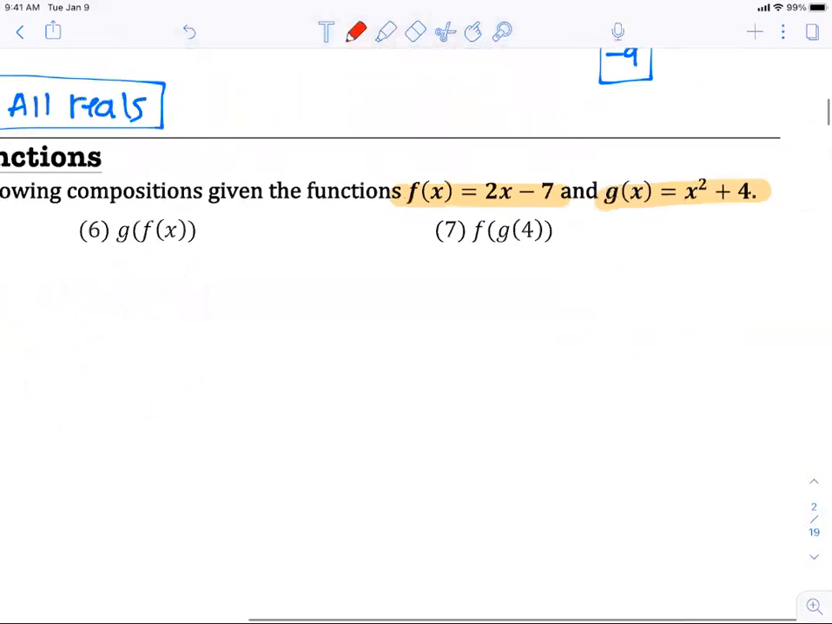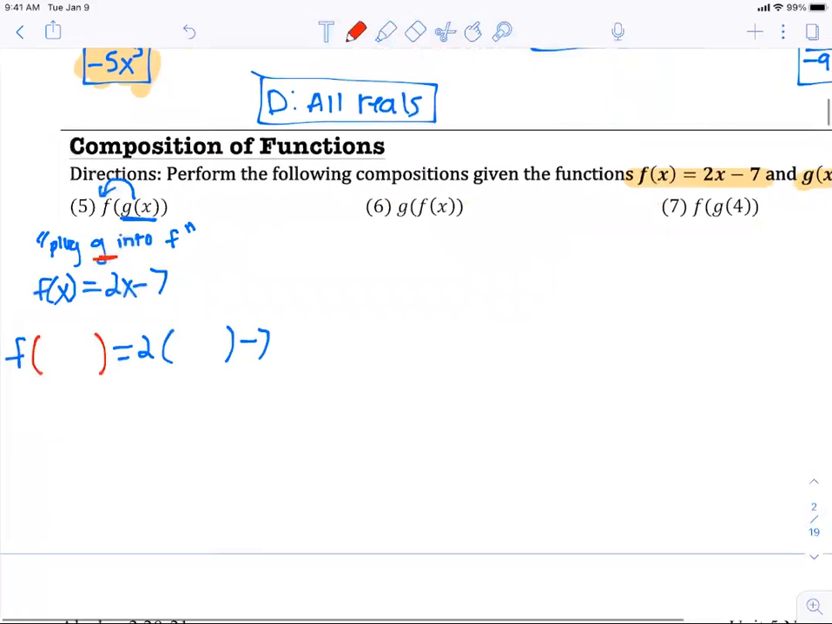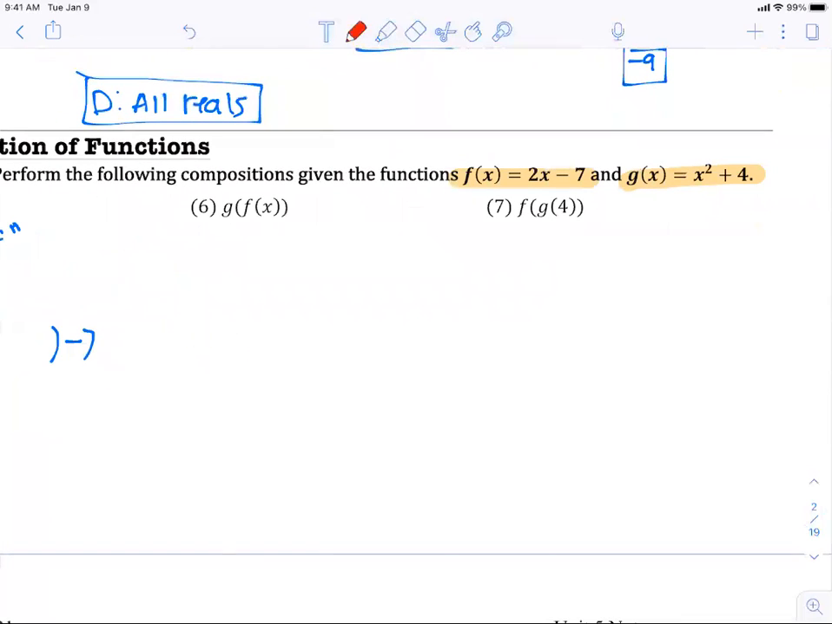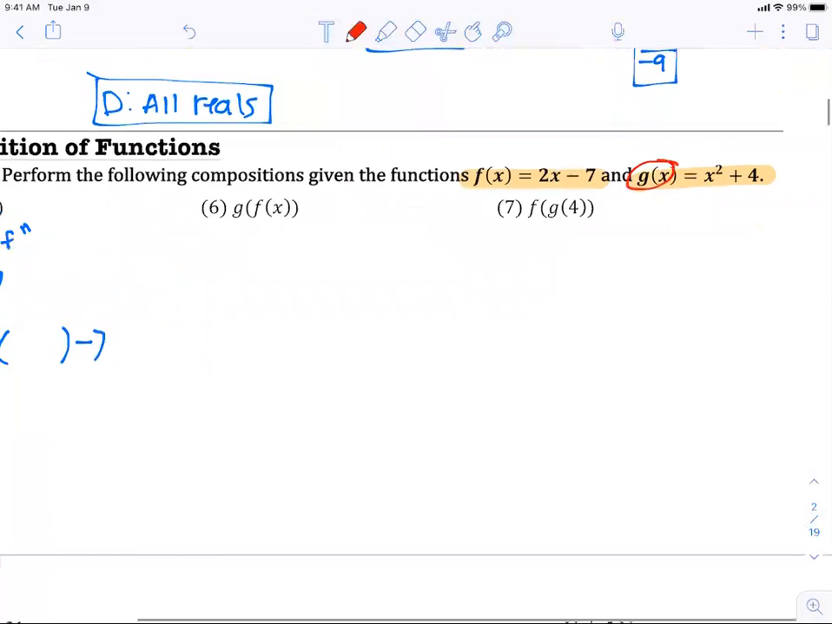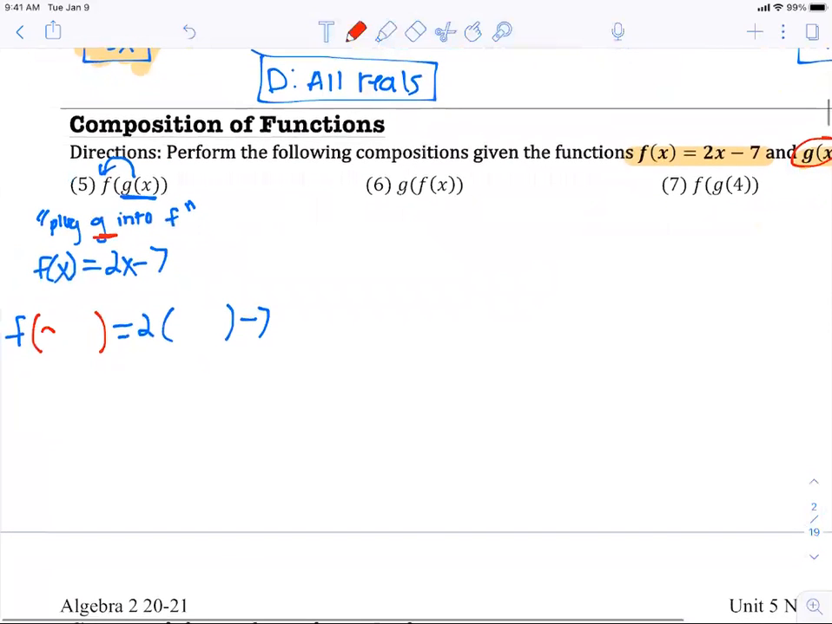So then let's look and see what g of x is equal to. g of x is equal to x squared plus 4. So if we're going to plug in g of x in place of x, g of x is equal to x squared plus 4. So that is what's going to go in its place of the x variable in the f function.